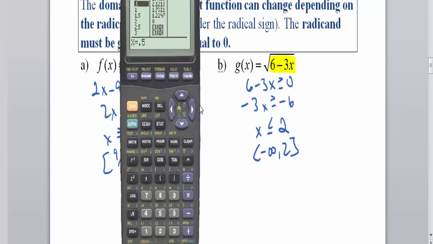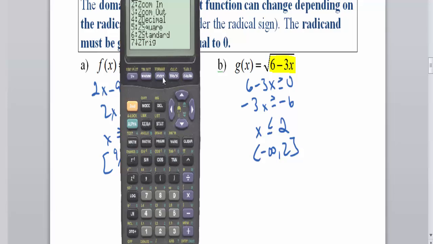However, once I reach 2, it was defined, right? It was defined at 2, and then everywhere to the left of this, it's also defined. So that's where my domain of negative infinity to 2 came from, right? It's defined for everything that's less than or equal to 2, right? Because at 2 it's 0, because the square root of 0 would be 0.